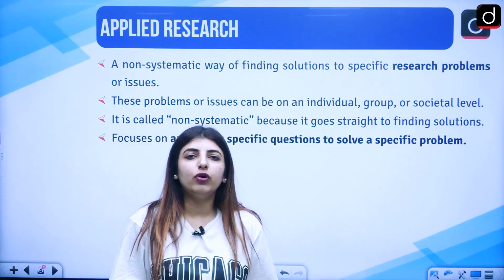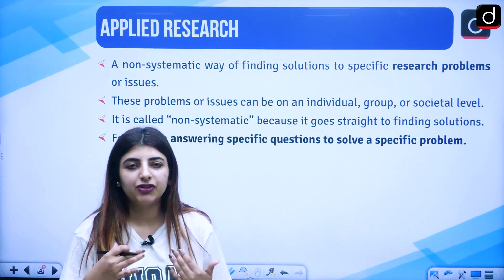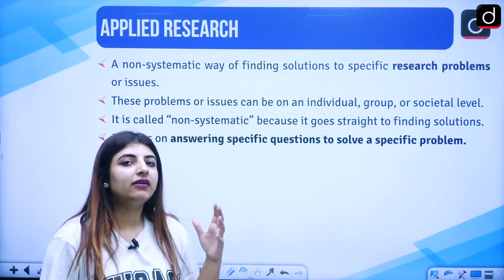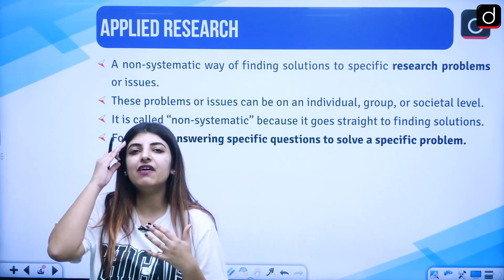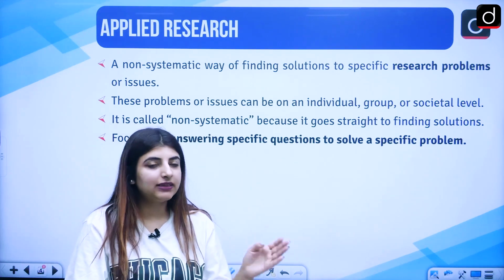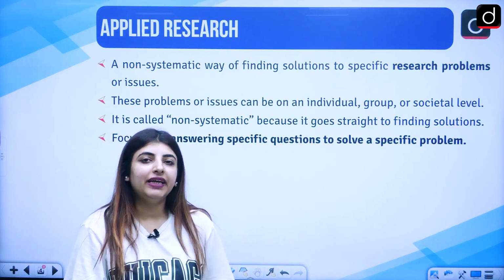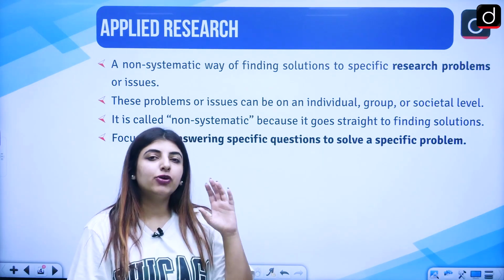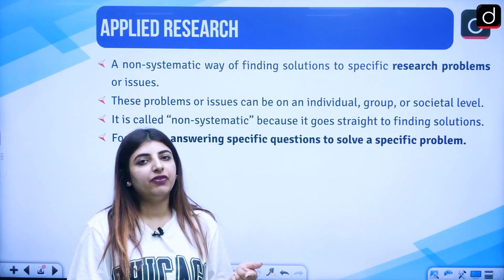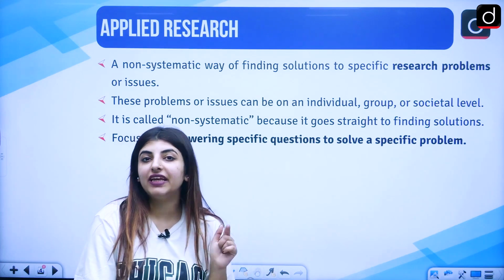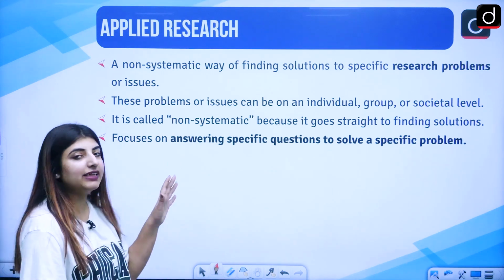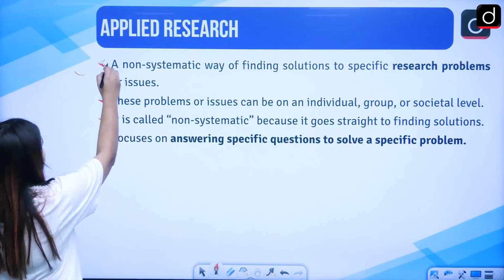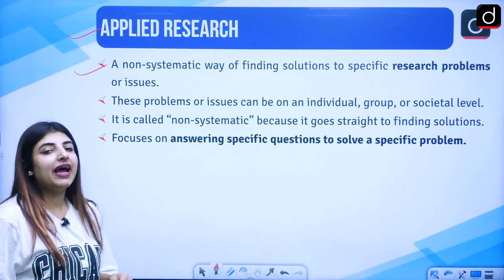So first of all, before even jumping onto the types of research in today's video, I would like to tell you that whenever we want to conduct research, we have an aim in mind: that this is a problem and I need a solution to this very problem, correct? So you choose the type of research based on that very thing, that this is the problem, I need a solution for that, right? So first of all, we are going to talk about applied research.